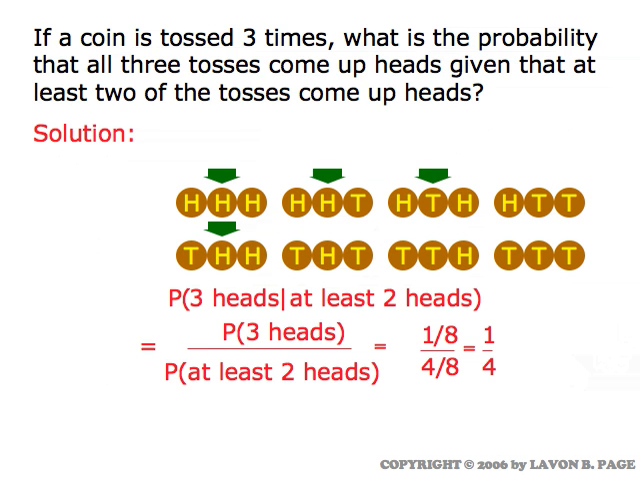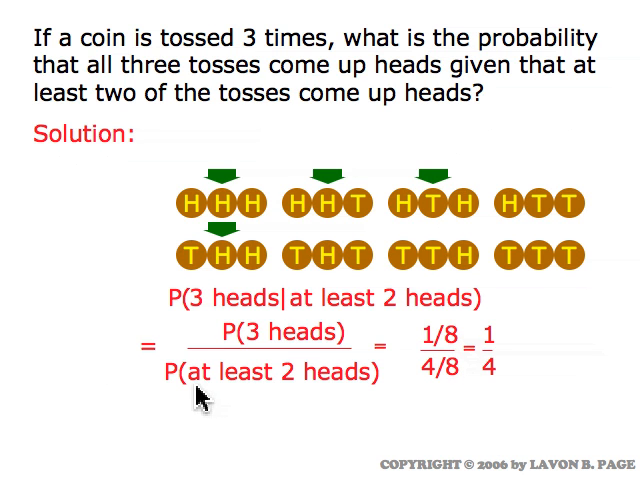Now, we're looking for this conditional probability, the probability that all three come up heads, knowing that at least two do. So the conditional probability we're trying to compute is shown right here, the probability of 3 heads based on the knowledge that we have at least 2 heads. The intersection of these two events, if you say all the cases where we have 3 heads and at least 2 heads, that's the same as saying all the cases where we have 3 heads, and that's just this one case right here, one of the 8 outcomes, probability 1/8.